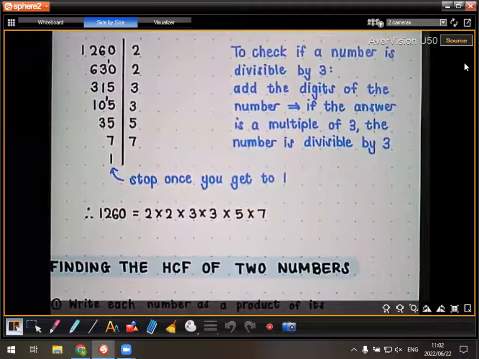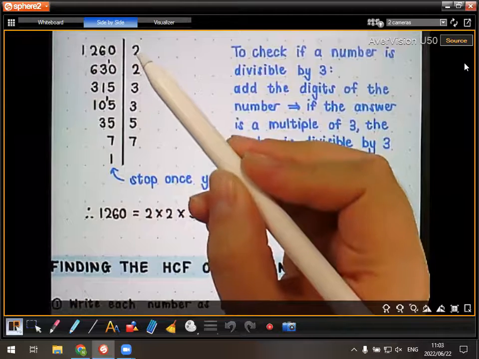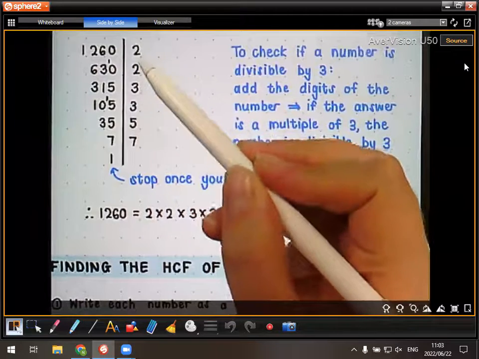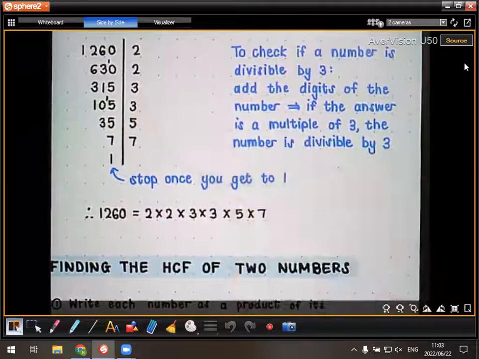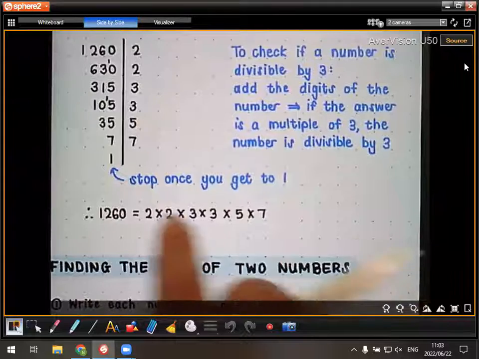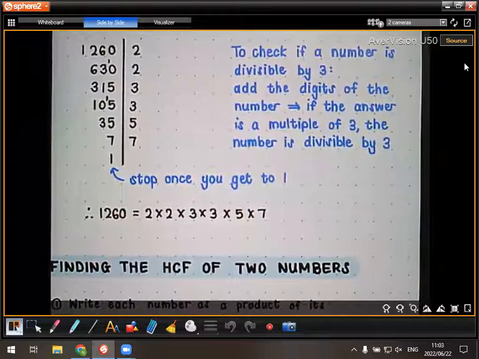It's not a must, but for what we're going to do next, where we're going to use these products, it is best if you write them from smallest to largest, like I did now. Even if you decided up here you're going to divide by 5 first, and then by 2, and then by 7, and then by 3, just put them in the correct order when you're doing your product. So put the 2's and then the 3's and so on.